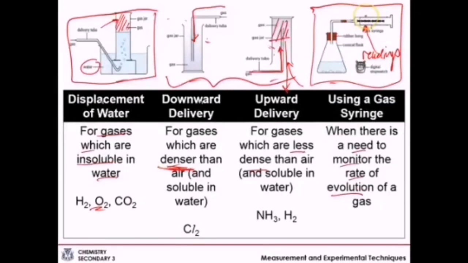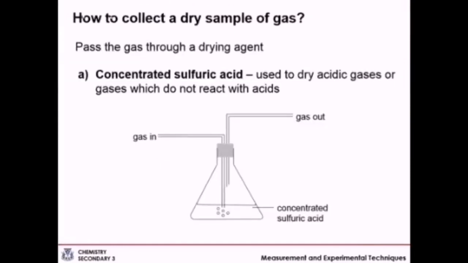Indirectly we want to calculate the rate of reaction, as we know that by calculating the rate of evolution of gas we can calculate the rate of reaction. Next is how to collect a dry sample of a gas. Pass the gas through a drying agent, such as concentrated sulfuric acid, which is used to dry acidic gases or gases which do not react with acid.